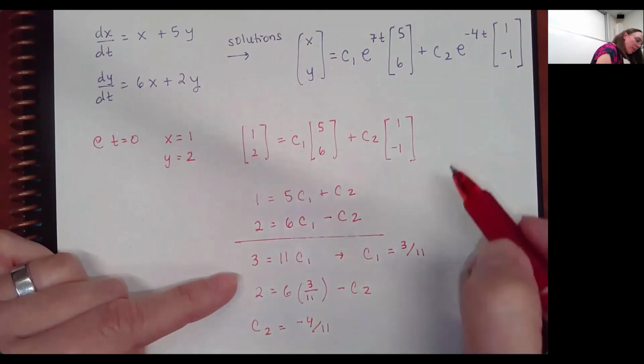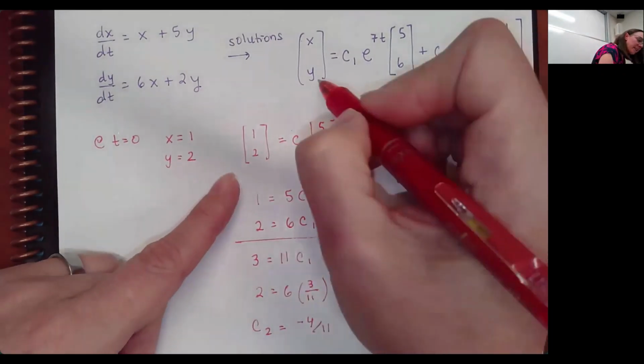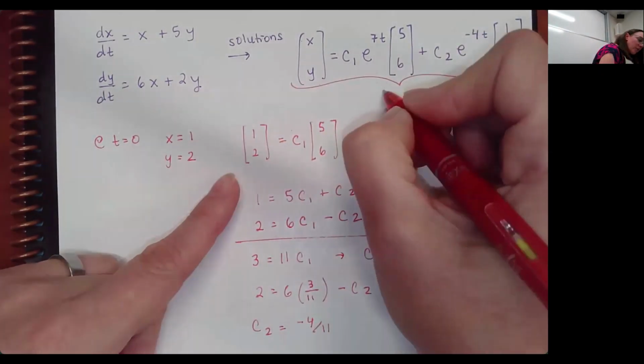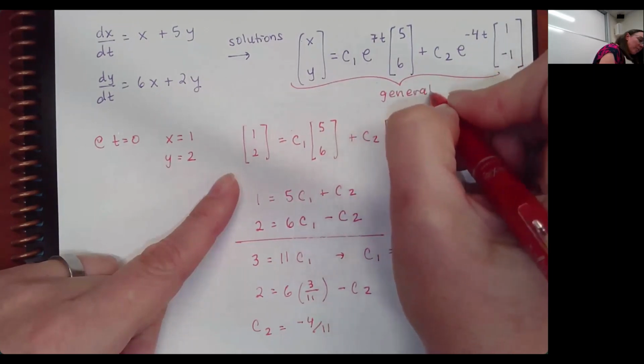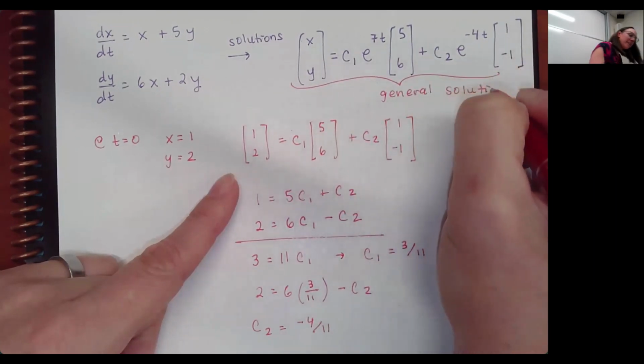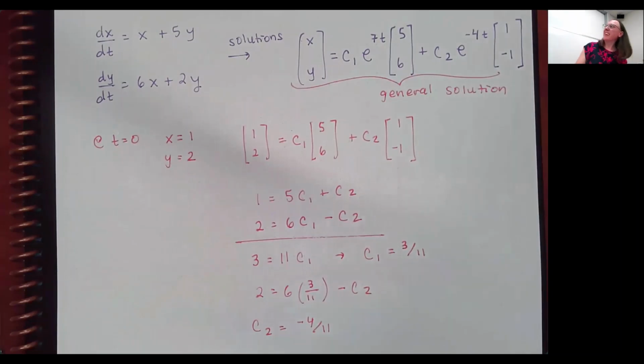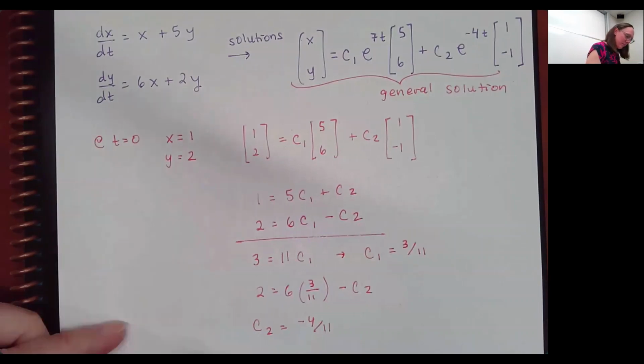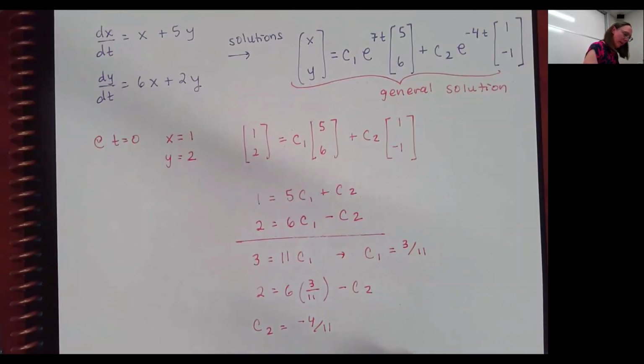So this part would be considered my general solution, because it still has the C1 and C2 in it. And then I could write a particular solution by plugging in the C1 and C2. I'm not going to rewrite that.